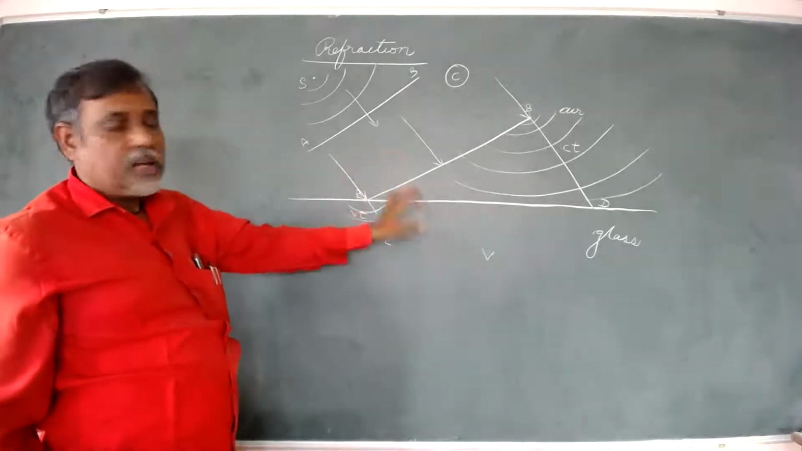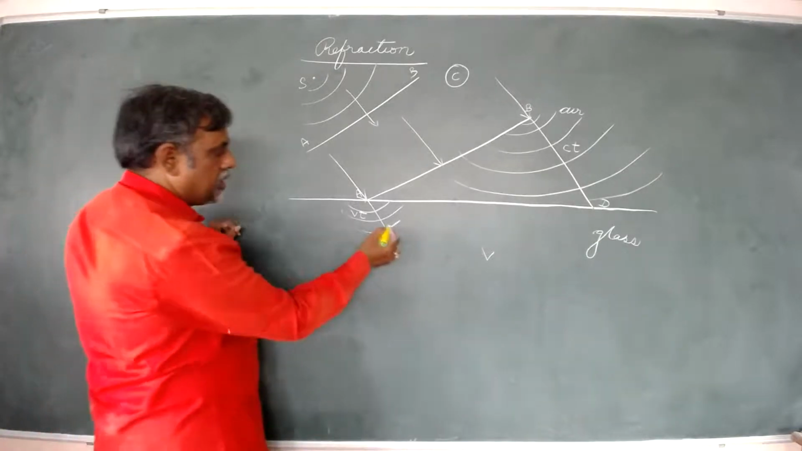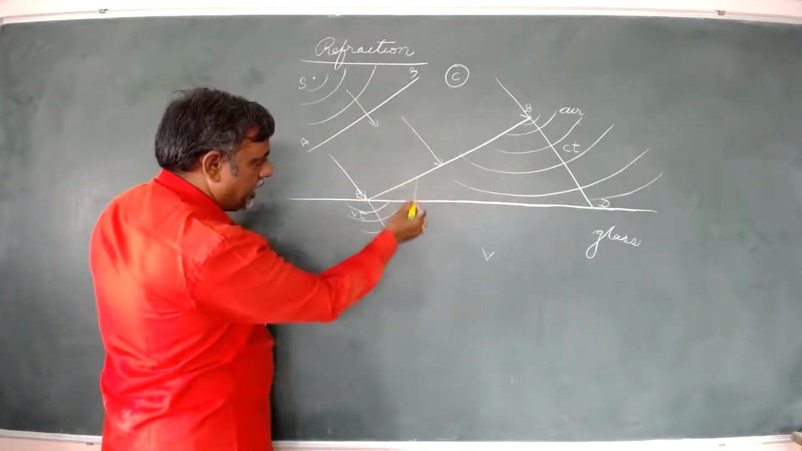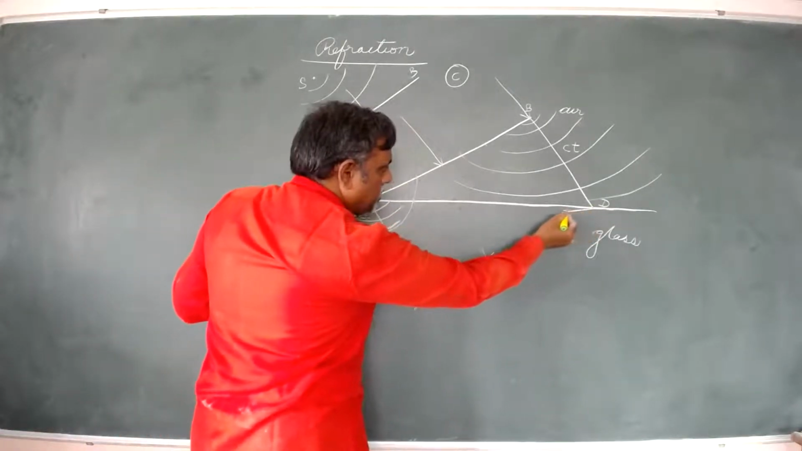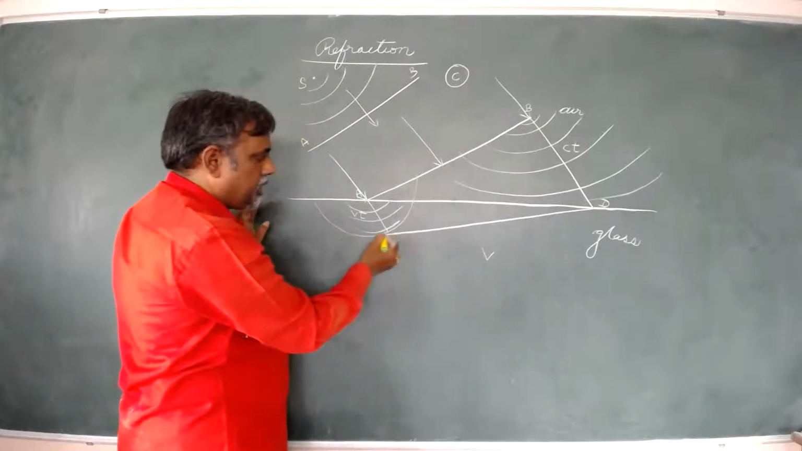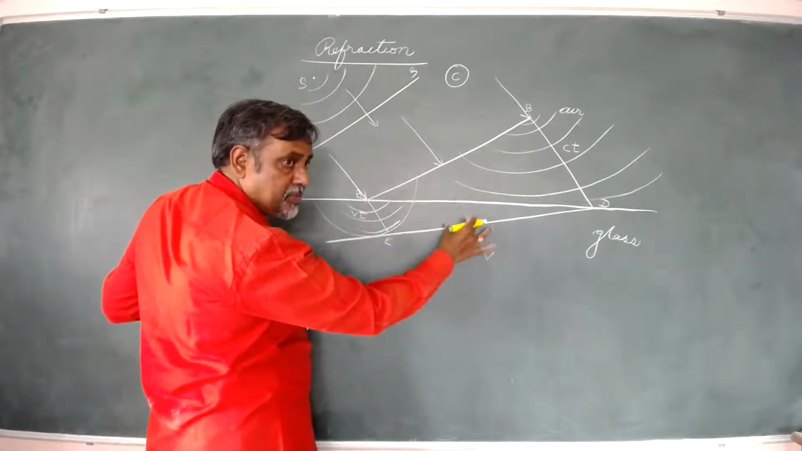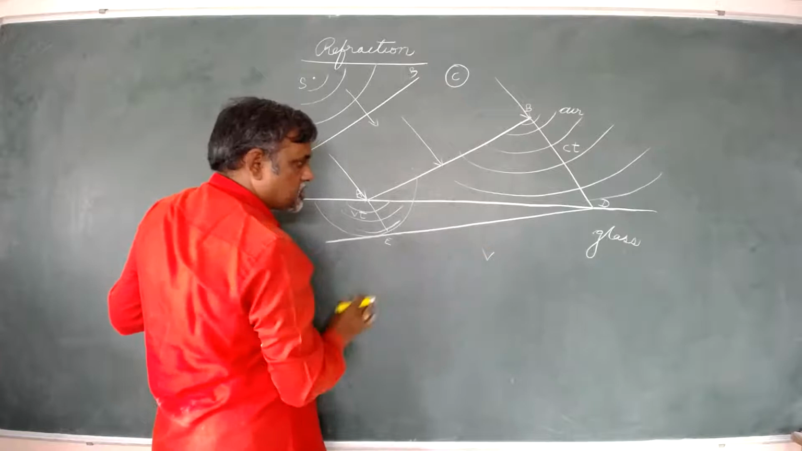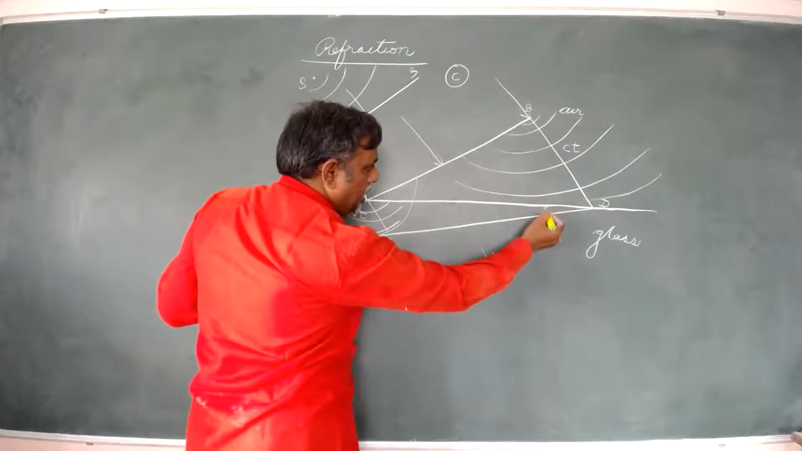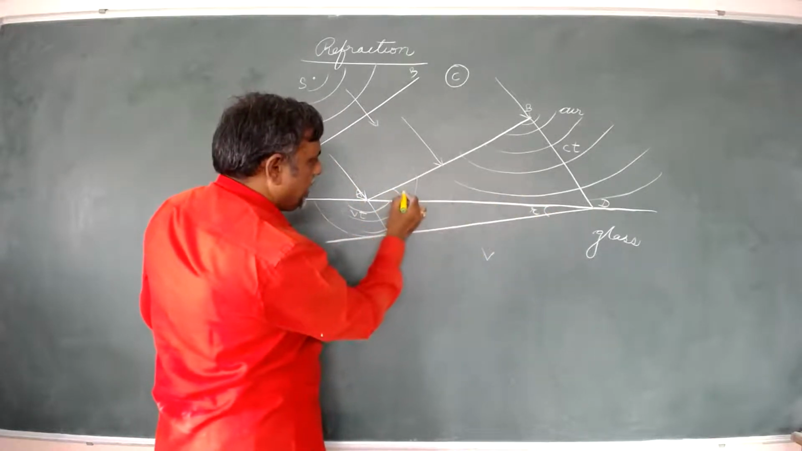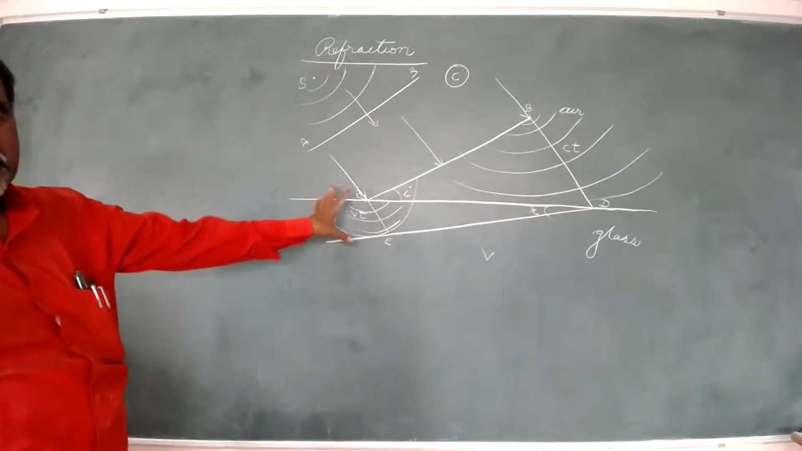Now, how to estimate the position of the refracted wavefront? By taking this vt as radius, and A as center, you need to draw a sphere. To this sphere, from D, you need to draw a tangent like this. Whatever tangent you are drawing represents the refracted wavefront. This is making an angle r, which is the angle of refraction. This is making an angle that is i. Are you clear with this?